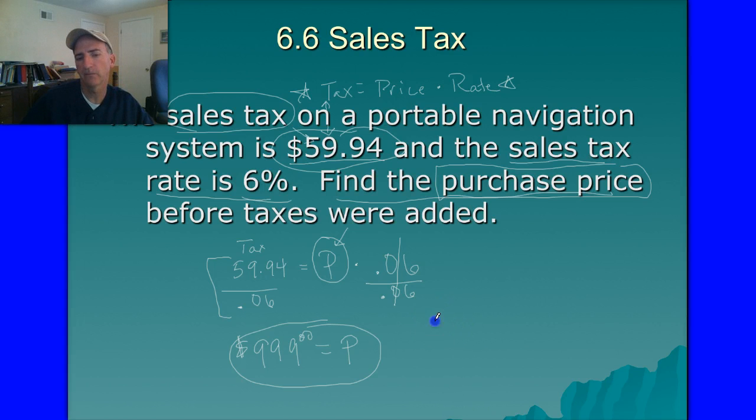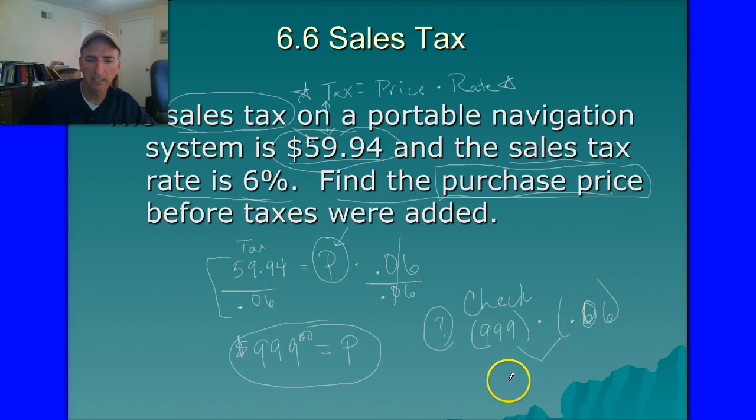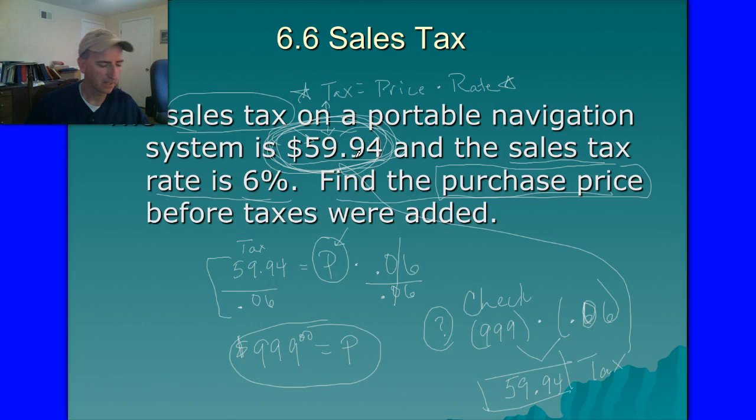Now here's the cool thing about this problem. If you're like, I'm not sure if that's right, look how easy this would be to check. If the original price was $999, and the sales tax rate is 6%, 0.06, multiply 999 times 0.06 and see if you get 59.94, which was the tax that they gave us here in the question. Right there. And you'll see that it is. And there you've checked your answer. Nice and simple for you.